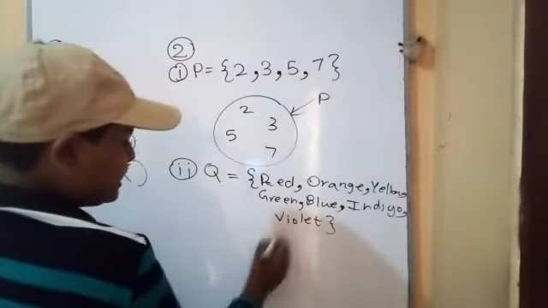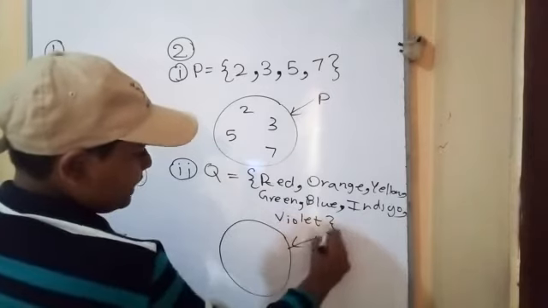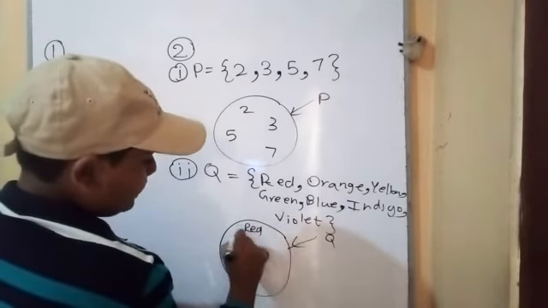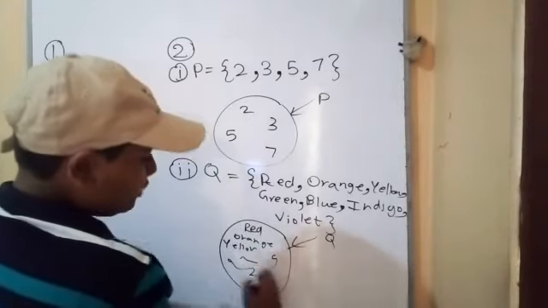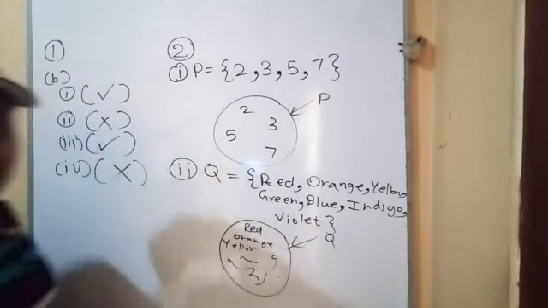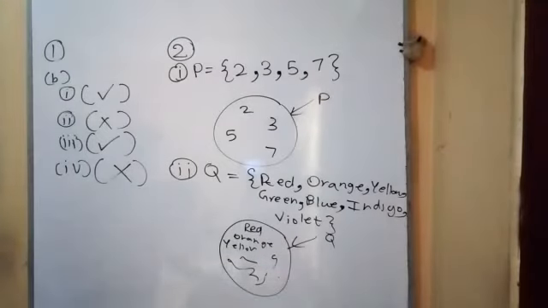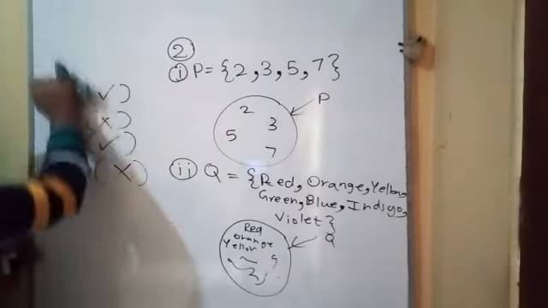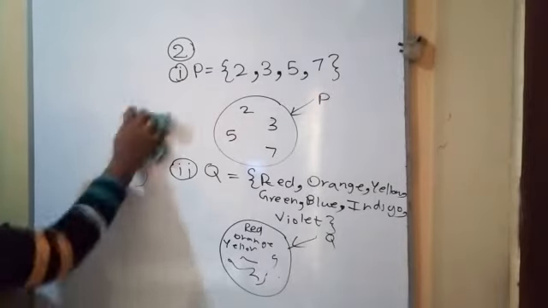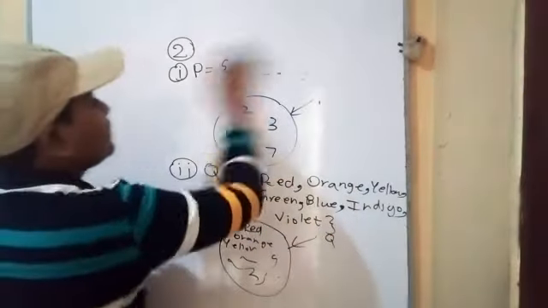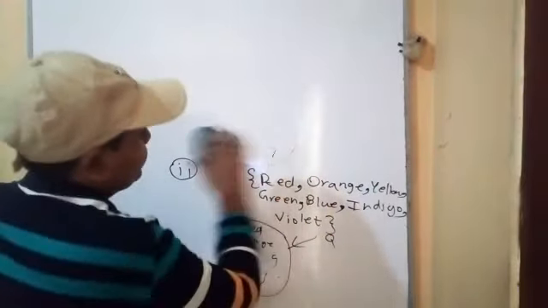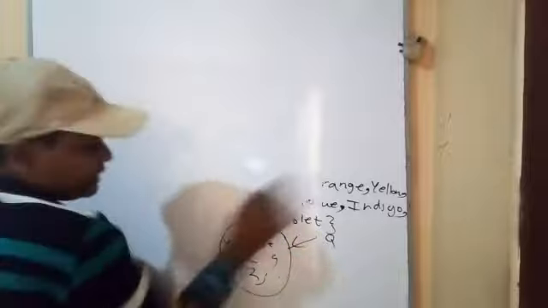They have 7 colors. Get a Venn diagram named as Q. Write this: red, orange, yellow, green, blue, indigo, violet. All are right in this Venn diagram. Now you can check the answers by pausing this video, if you have a mistake. Now I erase this. You can pause the video and check this answer.